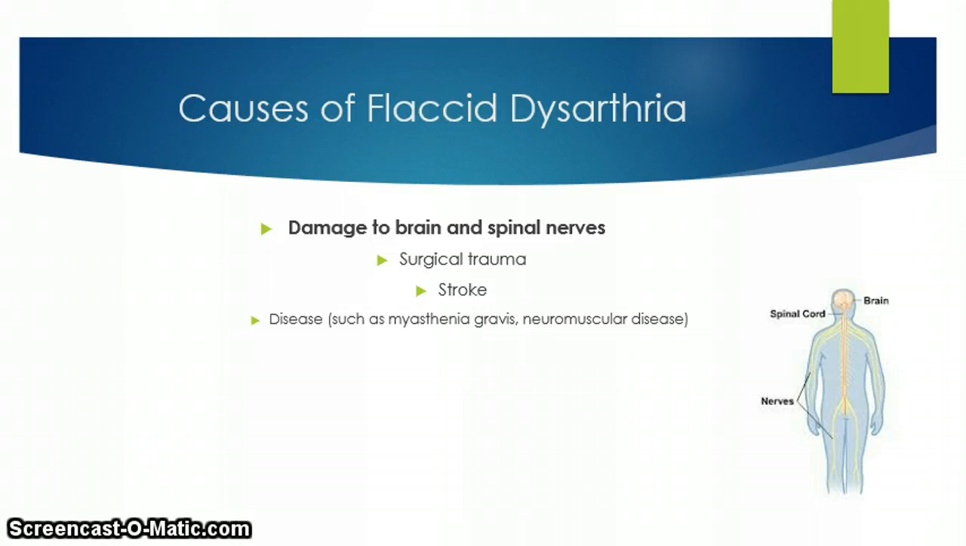So this can be caused by surgical trauma, so during brain surgery or surgery on the throat or chest, head or neck injury, or if the person has a stroke, because of lack of blood supply to these neurons that are supposed to tell the muscles to do their jobs. It also can be caused by a disease such as myasthenia gravis. This is a neurodegenerative muscular disease, so the muscle breaks down over time, and not only is it weak, but as the disease goes on, its strength actually decreases.